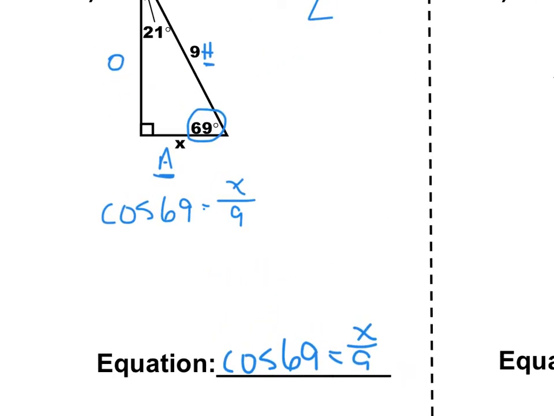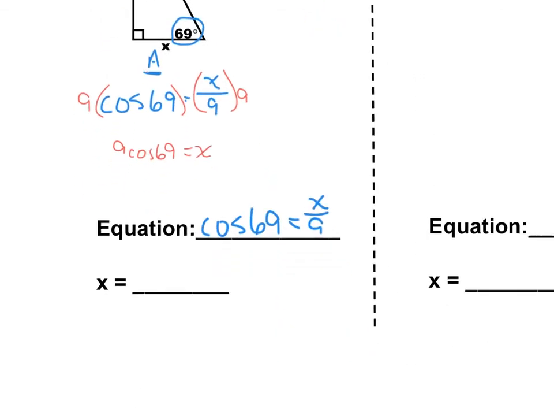Now we have a fraction on the right side, and I can get rid of fractions by multiplying by the denominator. Now remember, cosine of 69 is just a number. It's like saying x, so I can multiply it by 9. I get 9 cosine of 69 equals x, and then you can put that in your calculator. Hit 9 cosine 69 and press enter. If you did it right, you should have got 3.23, and of course that's rounded a little bit.